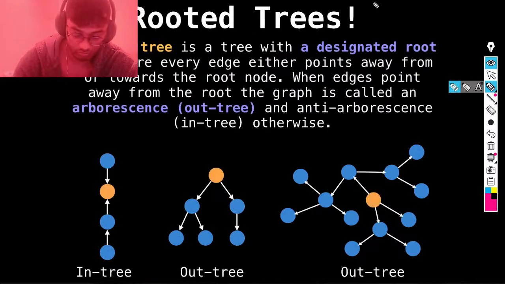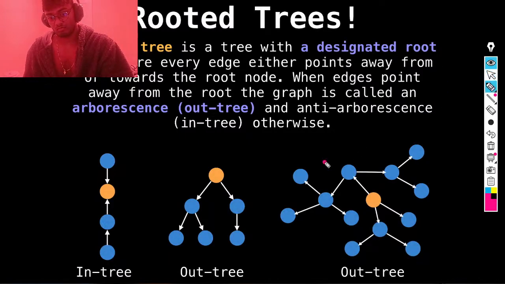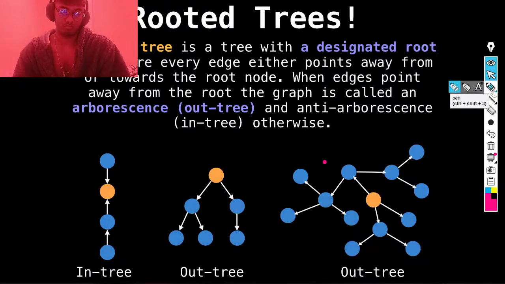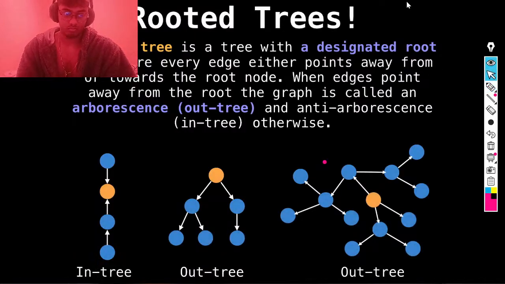A related but totally different type of graph is a rooted tree. The distinction here is that a rooted tree has a designated root node where every edge either points away from or towards the root node. When edges point away from the root node, the graph is called an arborescence, or an out tree, and an anti-arborescence, or in tree, otherwise. Out trees are by far more common than in trees, from what I've observed. It is also fairly common for people to refer to a rooted tree simply as a tree instead of an in or out tree, but there is an important distinction there.